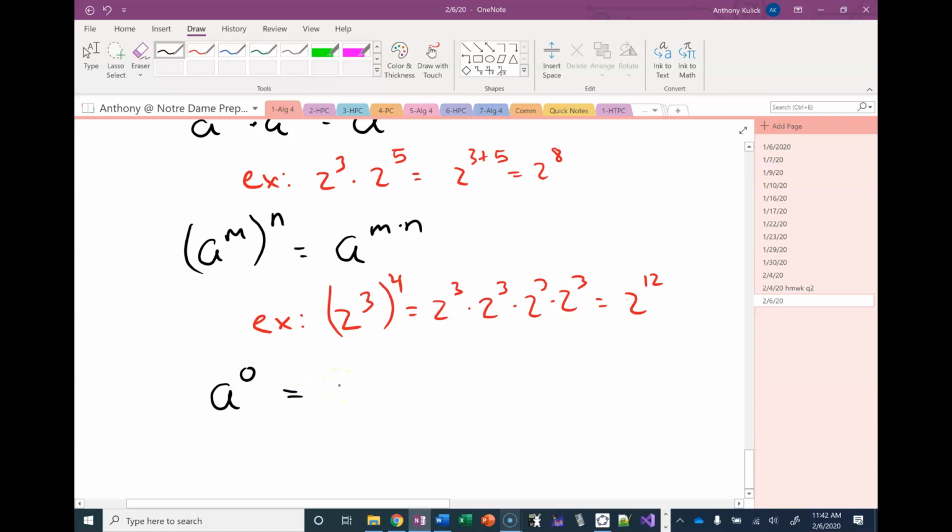So the next one, a to the 0 is equal to, nope, 1. That's assuming that a is not 0. If a is 0, what's 0 to the 0 power? Undefined. It's just like dividing by 0.